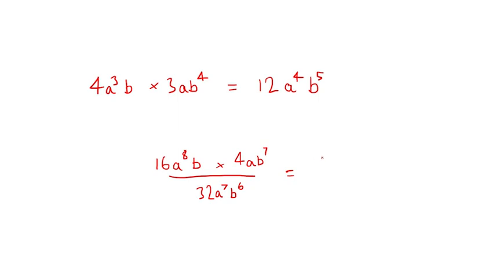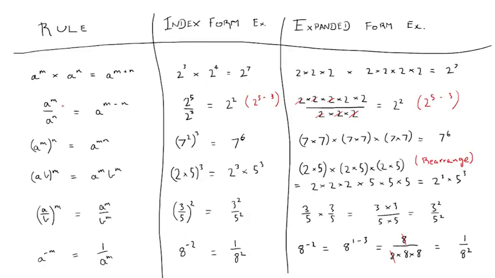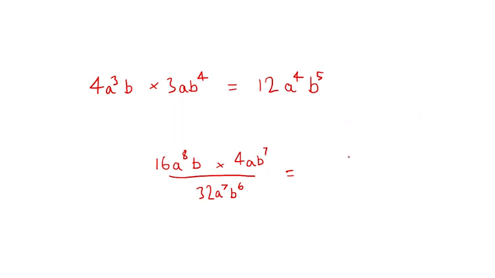So for this one, let's just do the top and then we'll work out what to do based on the second index law. Eventually we'll get to the fraction. So on the top we've got 16 times 4, that's 64. A to the power of 8 times a to the power of 1. 8 plus 1 is 9. Oh, what am I doing? Sorry. Then I've got b to the power of 1 times b to the power of 7. That is b to the power of 7 plus 1, which is 8. And on the bottom I've got 32 a to the power of 7 times b to the power of 6.